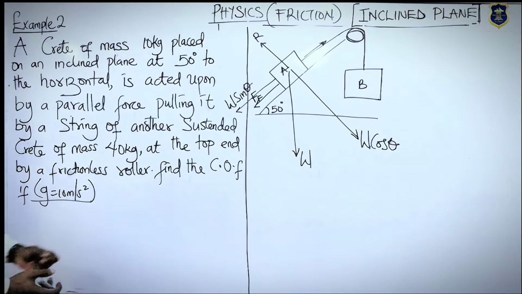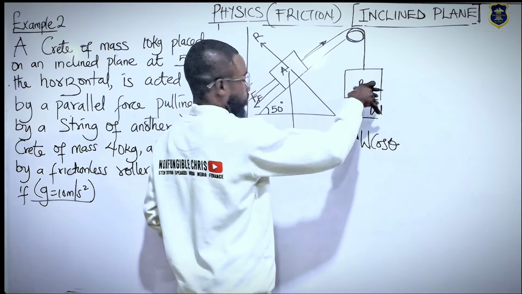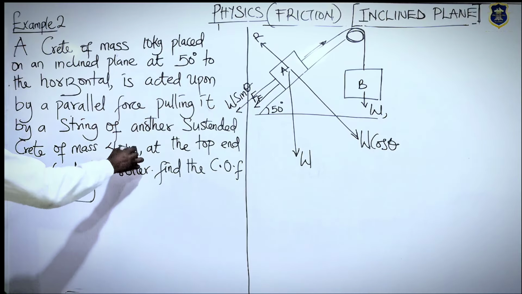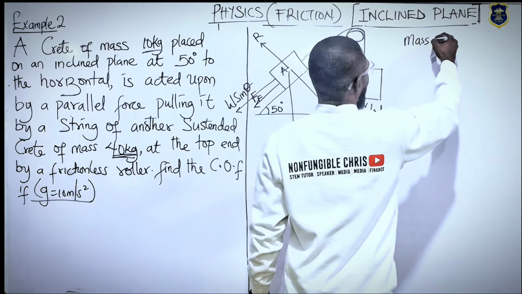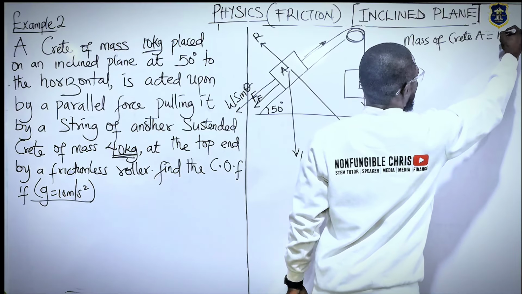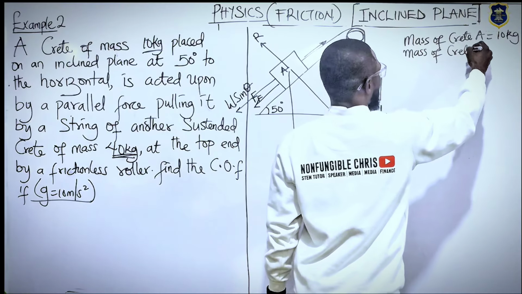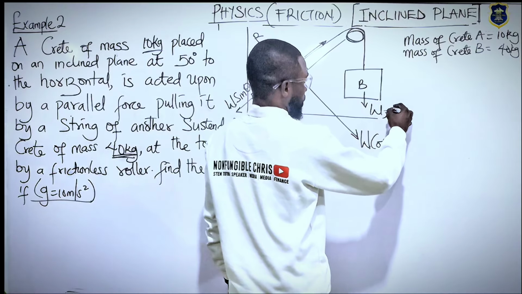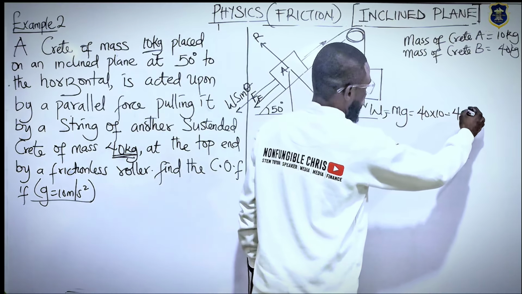So the interpretation of this is that this guy has a weight, but they give us the information that this guy has a mass, right? We are seeing a mass of 40 kilogram. This guy's mass is 10, so we can say the mass of crate A is how many? 10 kilogram. And then the mass of crate B is 40 kilogram. So we're having mg here, which gives us 40 times 10, that's 400 newton.